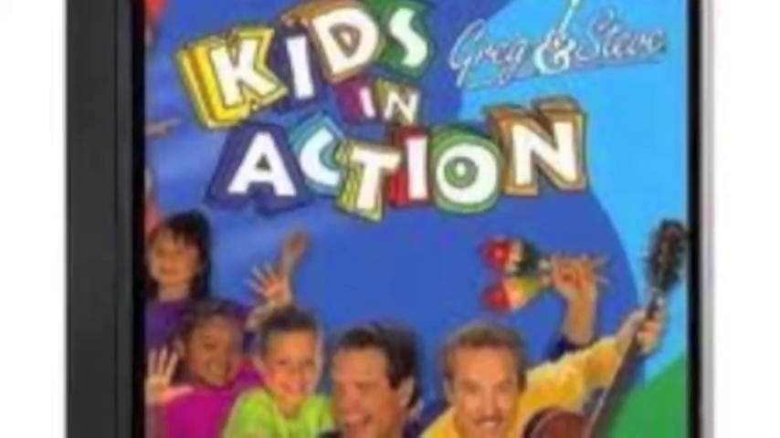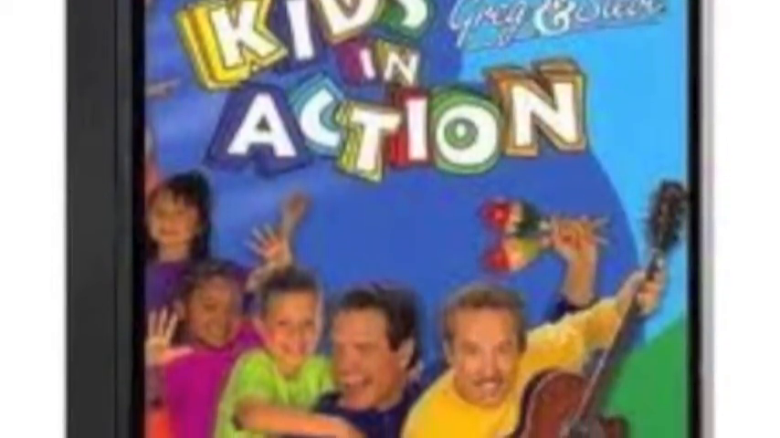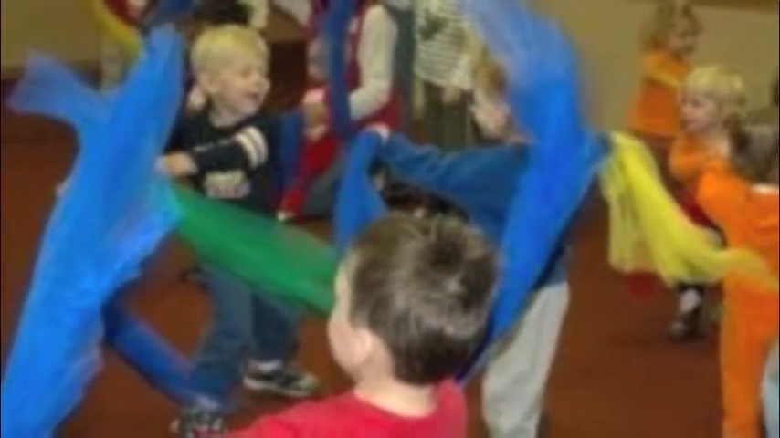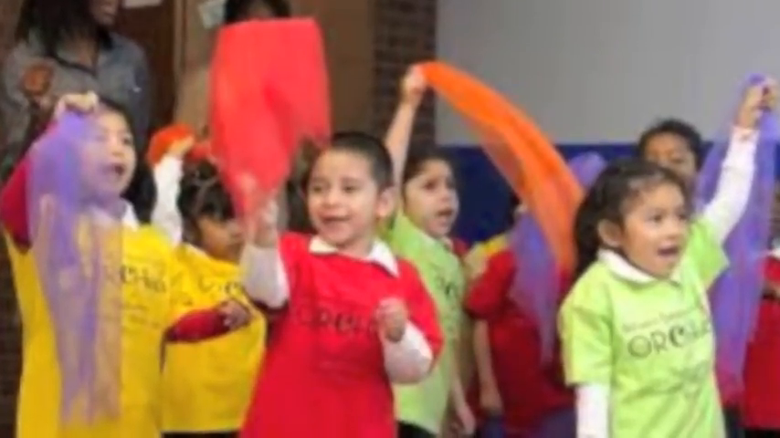Bodily kinesthetic. Students will listen to Greg and Steve's animal action song, identify the animal, and move the way that animal moves. They will then use scarves and float around the classroom as if they were a butterfly, demonstrating a butterfly flapping its wings.